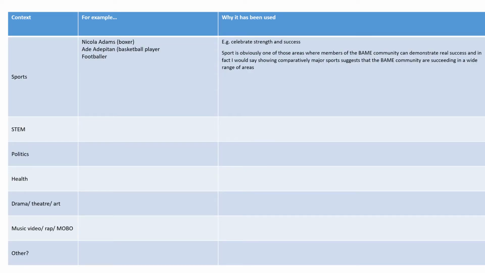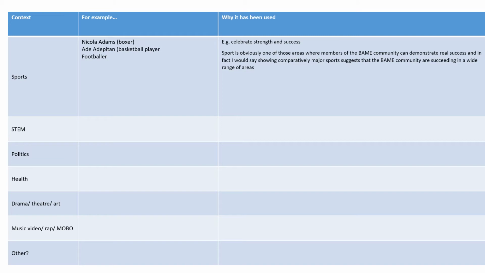What I'd like you to do now is have a go at filling in the table about context. Now, I've identified several different contexts that the advert covers, and these are all pretty much social and cultural contexts. Sport, that I'd suggest to you is both a social and cultural context. Sport has both social and cultural connotations. STEM, politics, health, they are all social contexts.